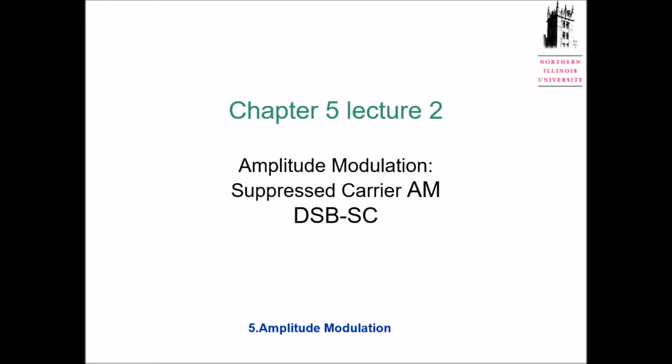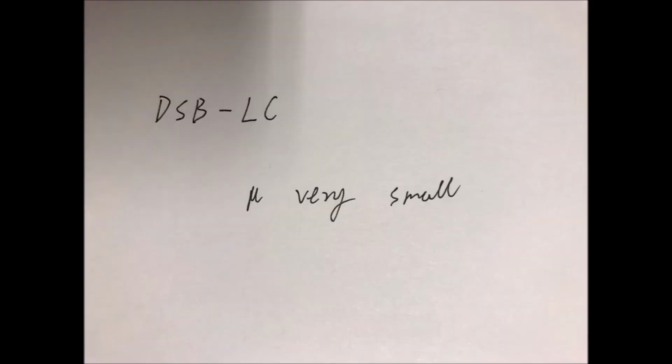The second member in this family is called suppressed carrier, or double sideband suppressed carrier. So let's look, how can we do it? Why and how? Why do we talk about that? Because the efficiency is too low. The efficiency is a very, very low number.